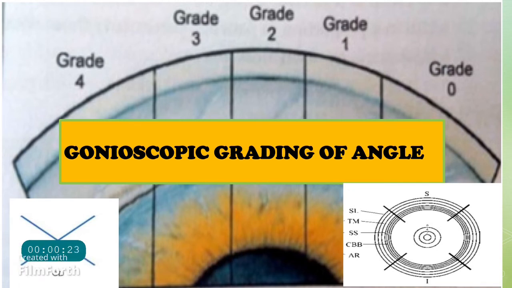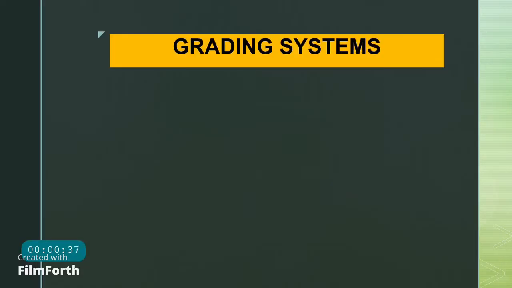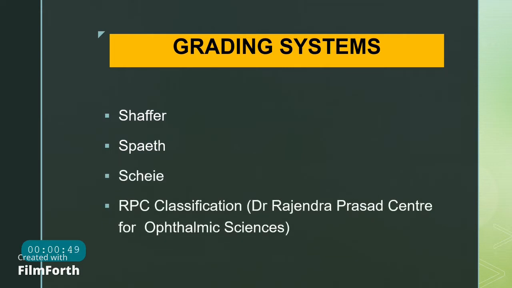In this gonioscopic course, today we are studying the gonioscopic grading of angles and how to represent those gradings, or the various structures of the angle, on a diagram which is called the gonio diagram or a goniogram. So first, what are the grading systems which are available to grade the angle of the anterior chamber? They are the Schaffer classification, the Spaeth, the Scheie, and the RPC classification, or the Rajendra Prasad Center for Ophthalmic Sciences classification, for the grading of the gonioscopic angle.